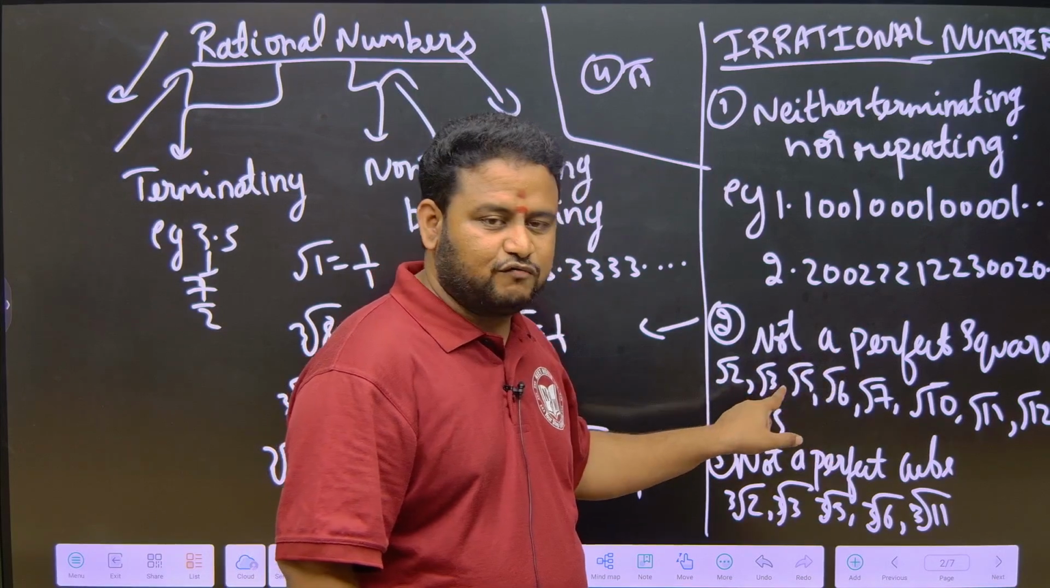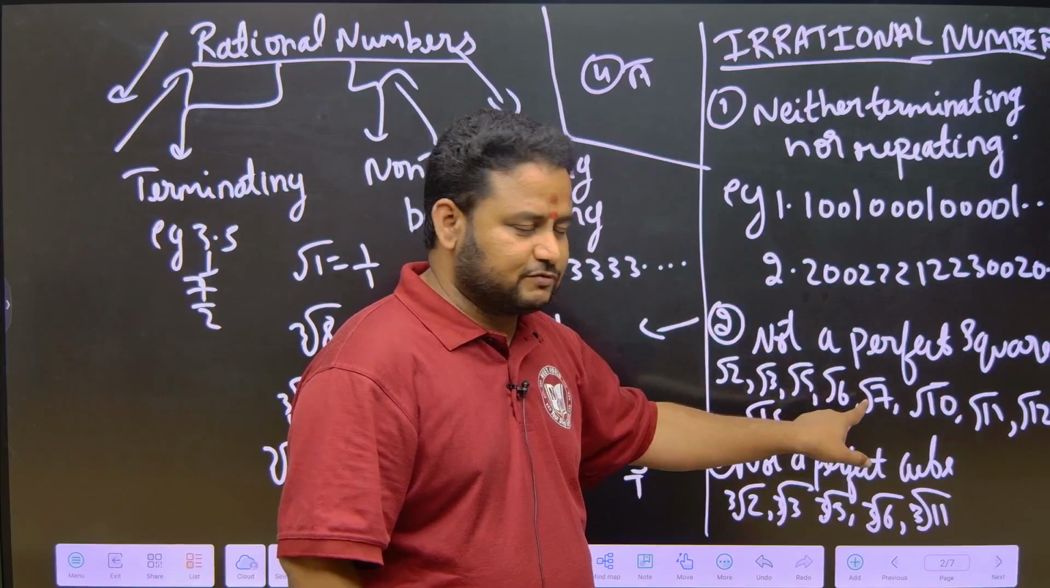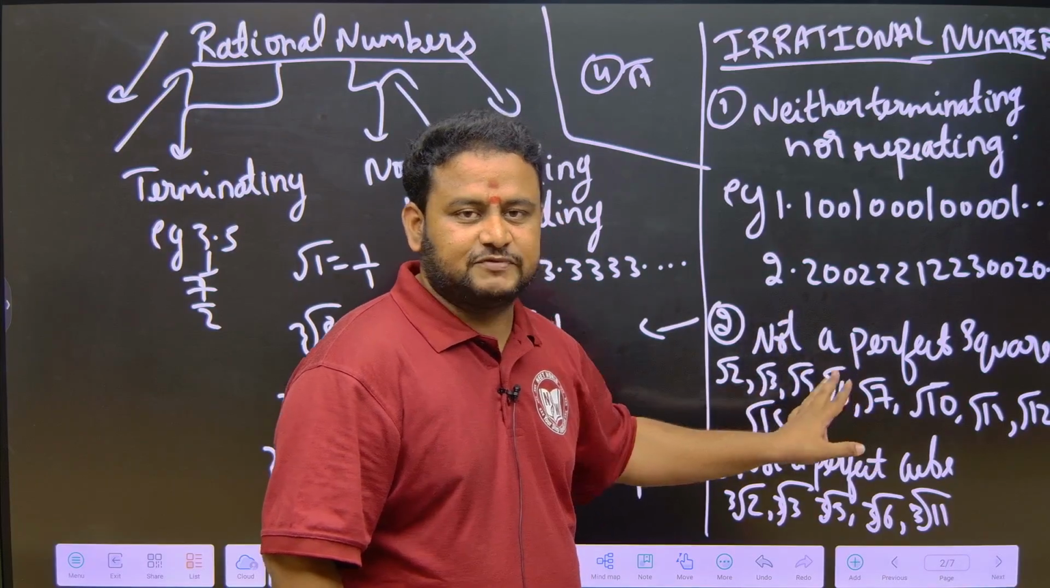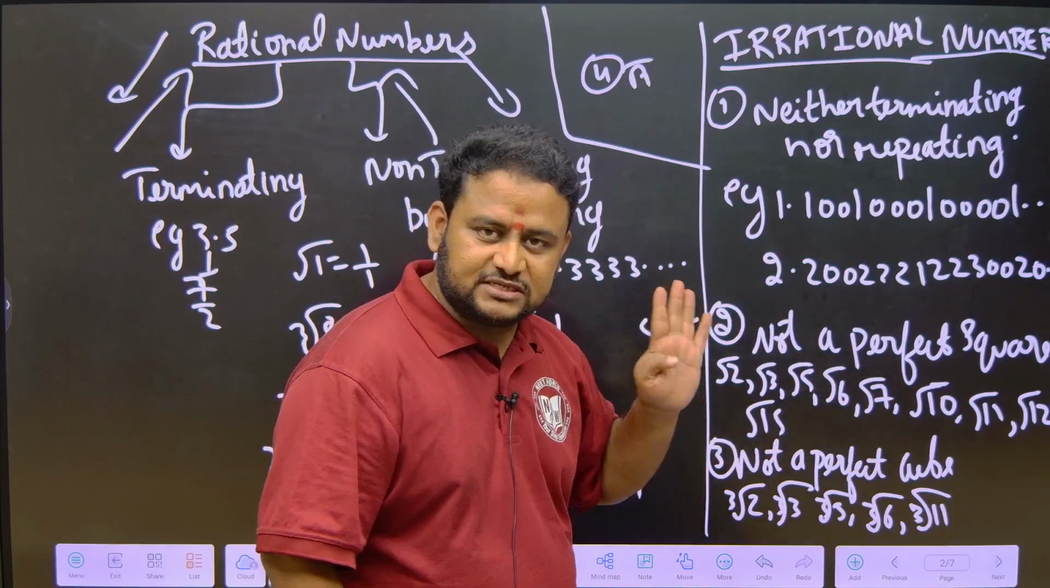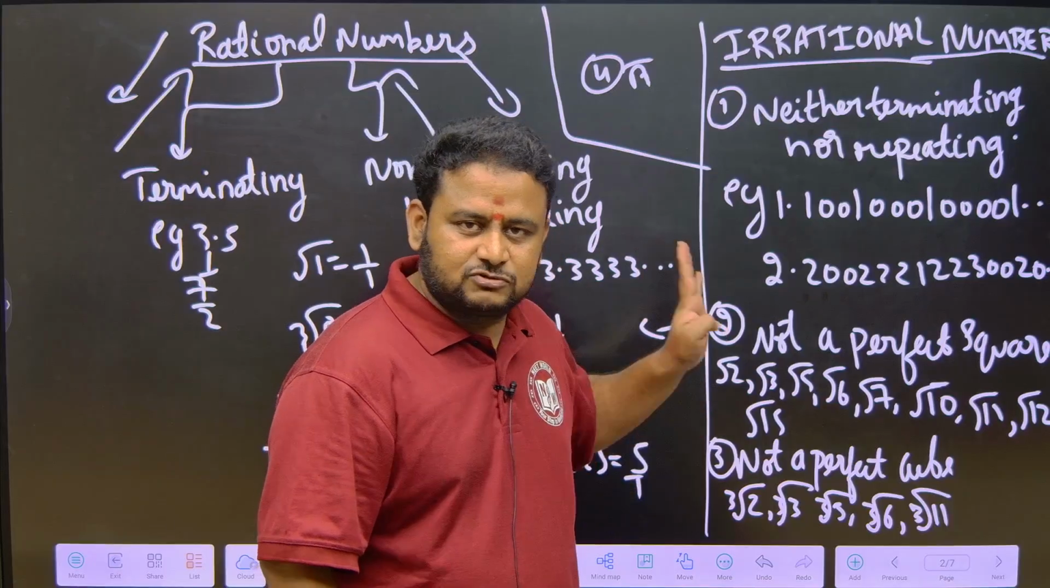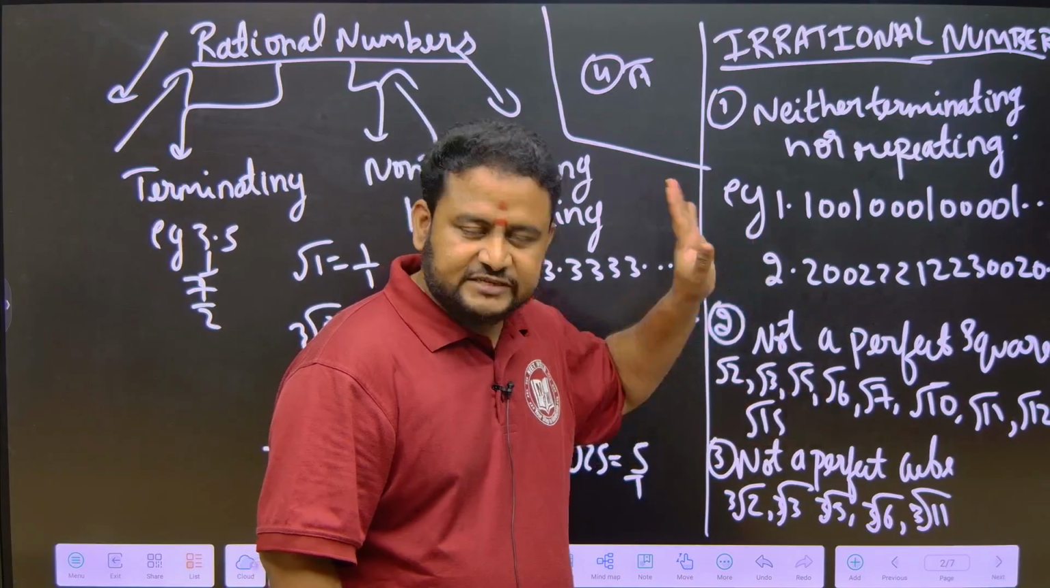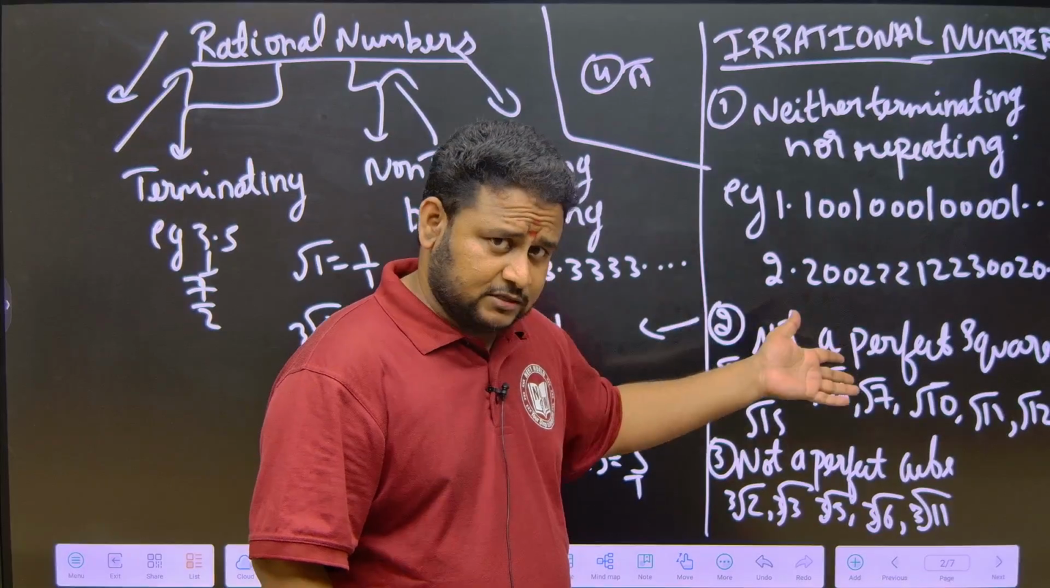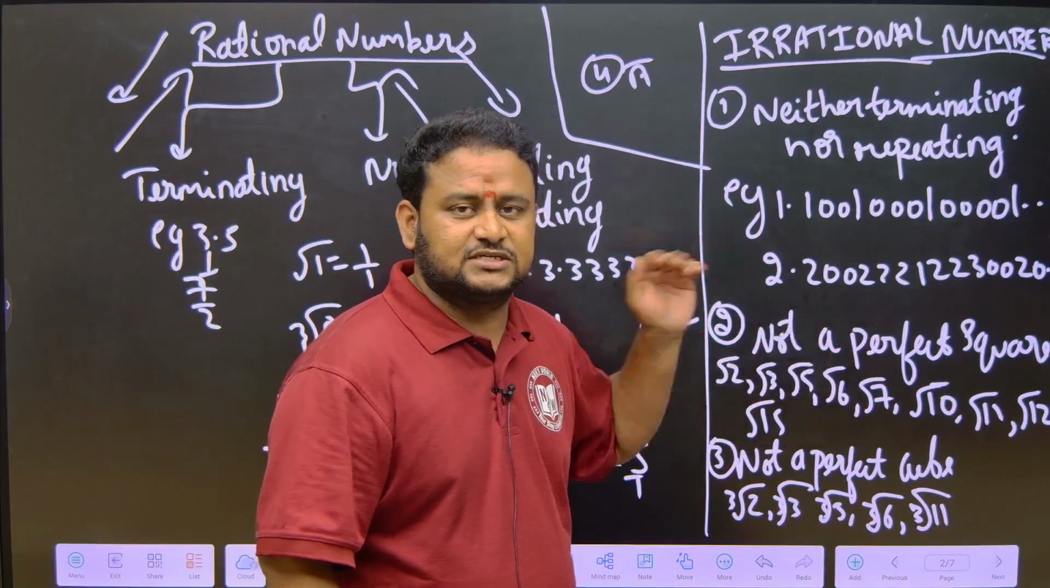I didn't write square root of 4 because it is a perfect square. I didn't write square root of 9 because it is a perfect square. I didn't write square root of 16 because it is a perfect square. Similarly, I didn't write square root of 25 because it is a perfect square. Similarly, I didn't write square root of 36 or square root of 49 because they are perfect squares.